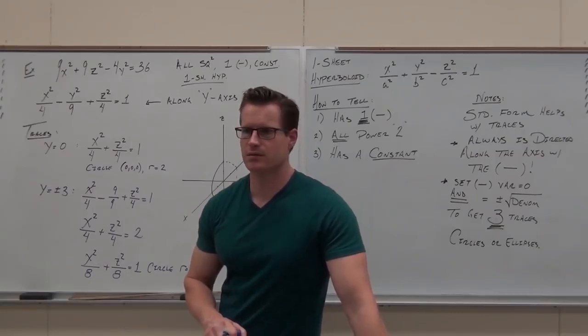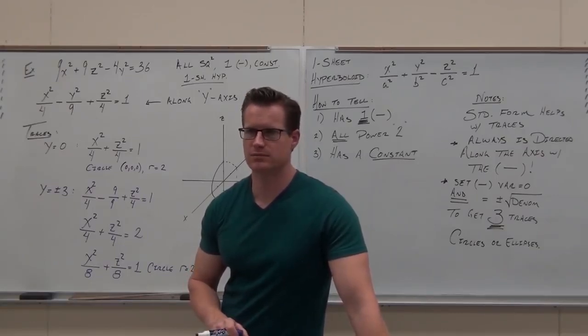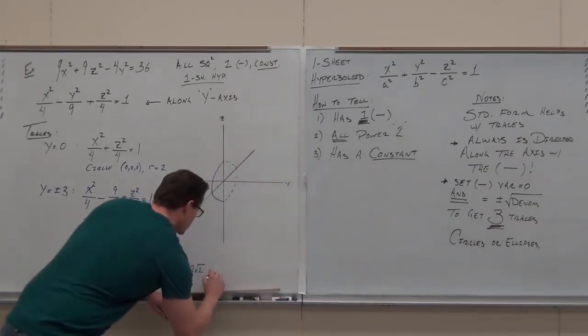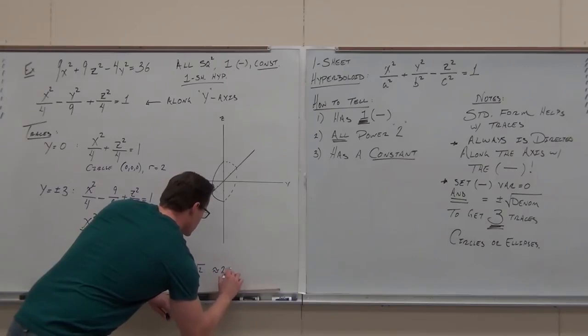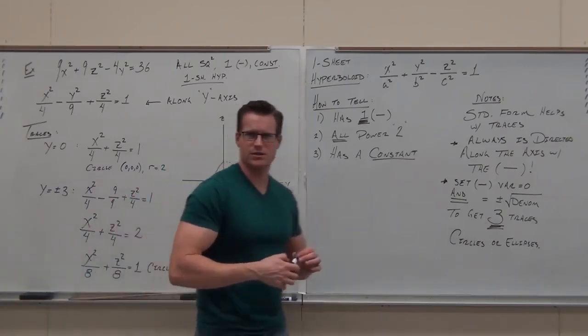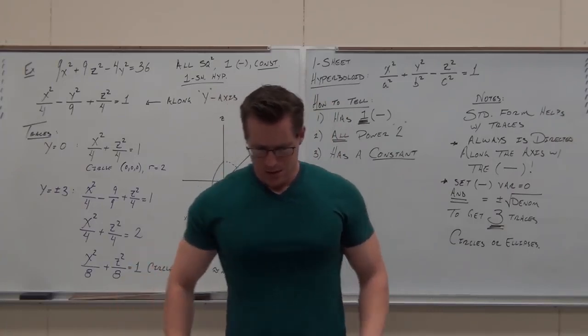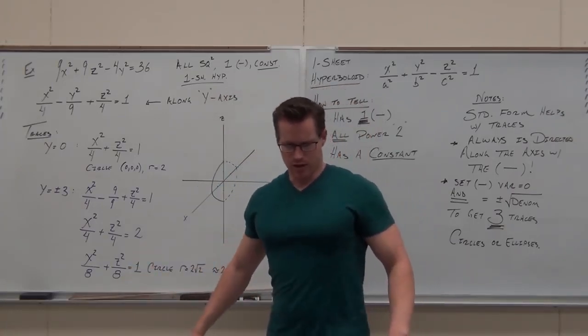Square root of 9 is 3. Probably 2.8, somewhere around there. Just double check. Yes, no? Perfect. That's close enough for me. I work for the government. Close enough for government work.